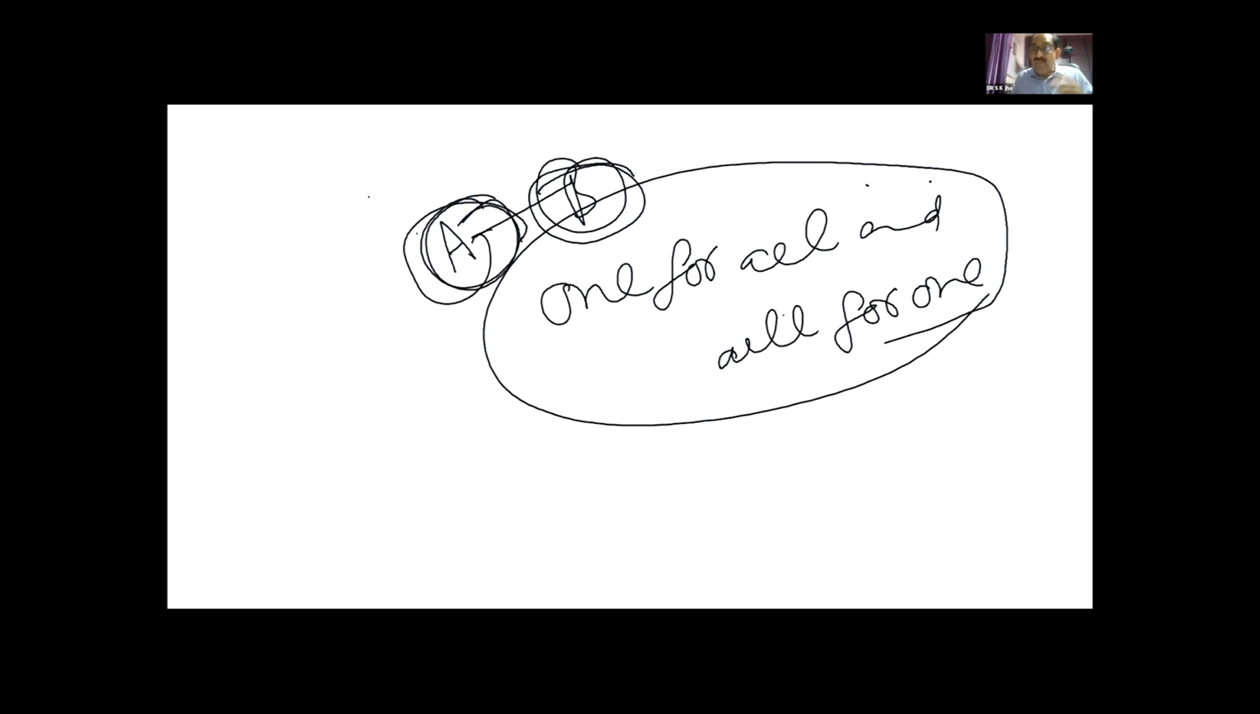What is the point? One for all and all for one means all other countries, other than the country which has been attacked, will take joint efforts and come together to take action against A because A has done the aggression. That is the concept of collective security.